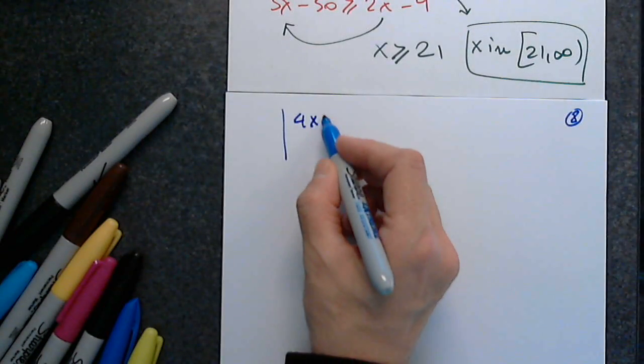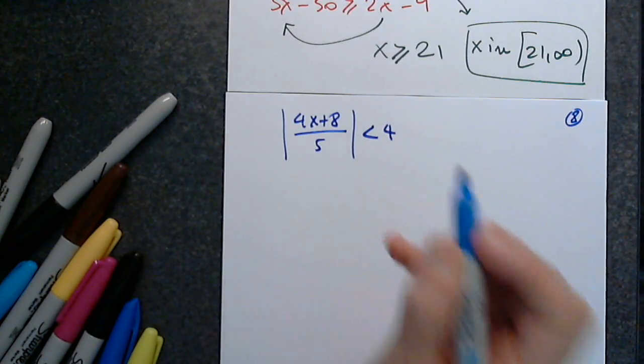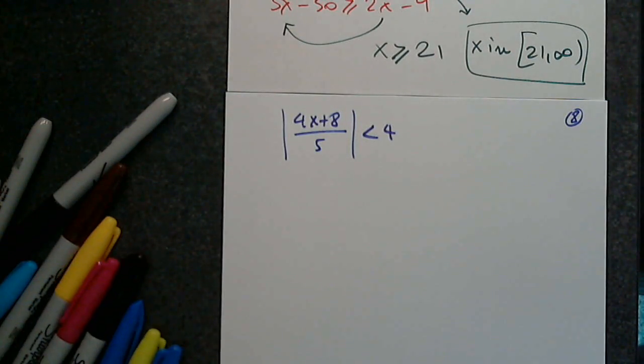Okay, let's continue with the absolute value. The absolute value of 4x plus 8 divided by 5 is less than 4. Okay, so this is an absolute value inequality. If you remember, there are two possibilities. The absolute value to be greater than or equal to a number, or less than or equal to a number. Which one is this? Is it the easy type that I can write as a chain?